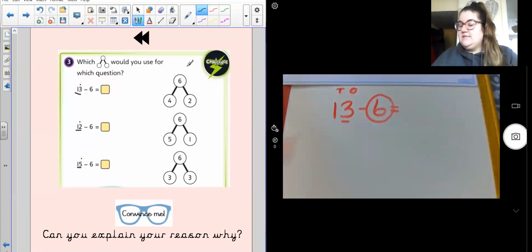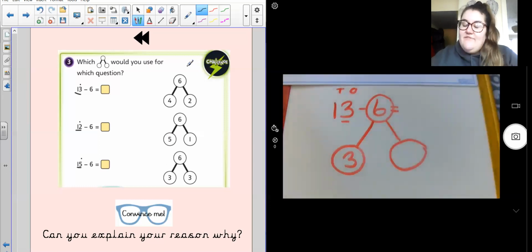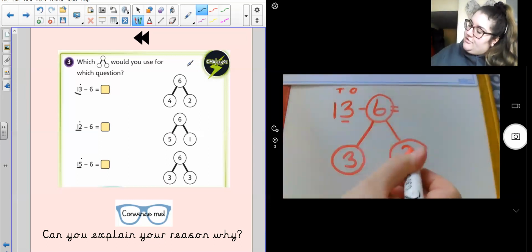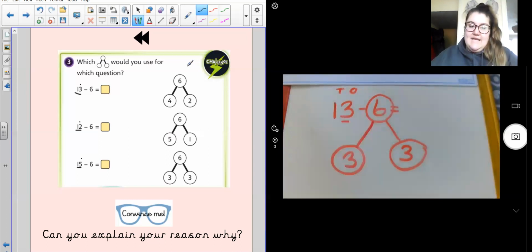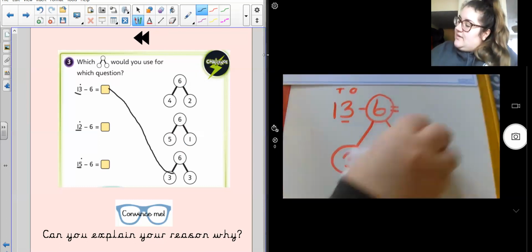So I'm going to look closely at my ones, and I can split my number 6 into 3 and some more. So if I've got to have 6 altogether and I've already got 3, how many more do I need? 3. So I know that 3 and 3 is 6. Now I'm going to look for the part-whole model that represents that, and I can see it here, so I can match those together. Okay, let's have a look at the second one.